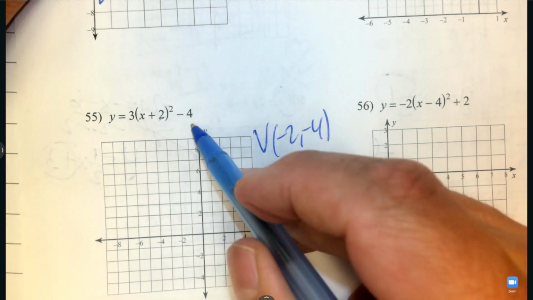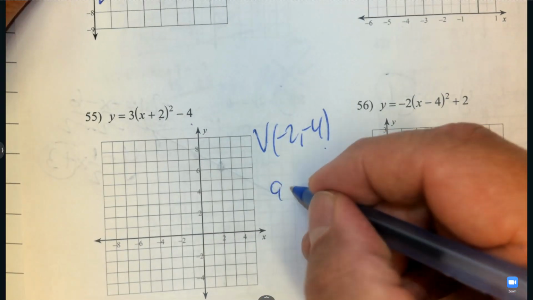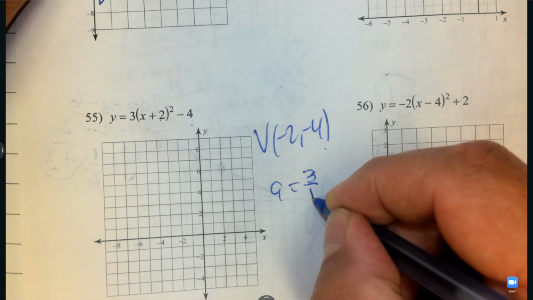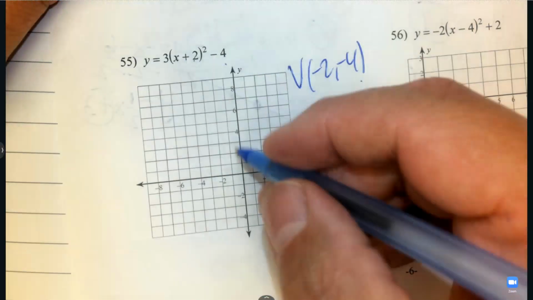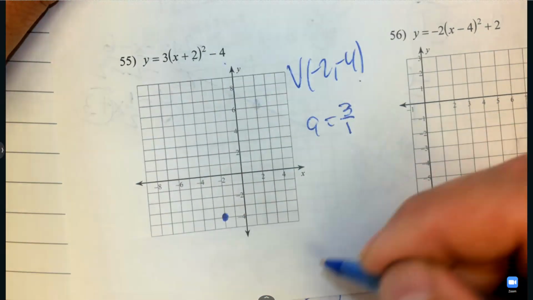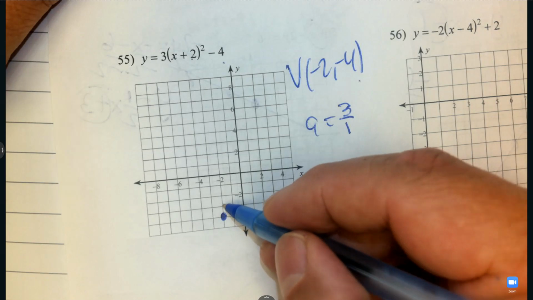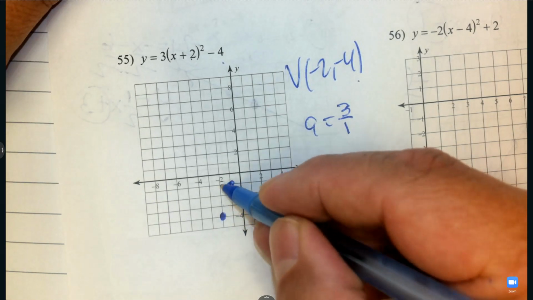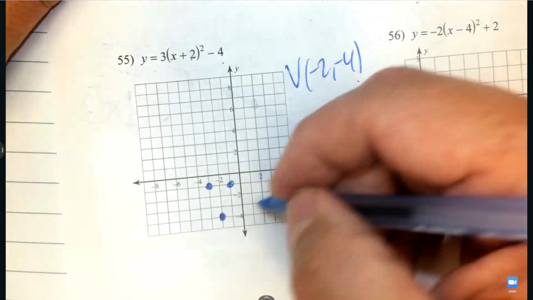So the opposite number and the same number, and then A, the rate of change, is 3. I need a 1 on the bottom, so I'm going to go -2, -4. And then I'm going to go up 3 and to the right, and up 3 and to the left, and then draw my parabola.